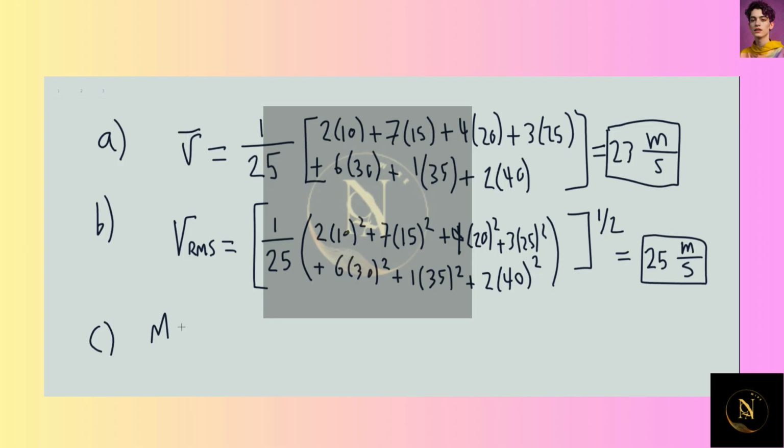Lastly, the most probable velocity is simply the velocity that has the most number of occurrences. So let's take a look at this list. You can just look at the list in the sum. There are two 10s, seven 15s, four 20s, three 25s, six 30s, one 35, and two 40s. The most probable speed is the one that has the most occurrences. So that appears to be 15 meters per second because there are 7 occurrences and there's no other case that has more than that. So most probable is 15 meters per second.